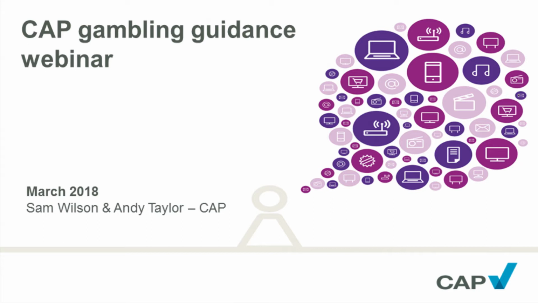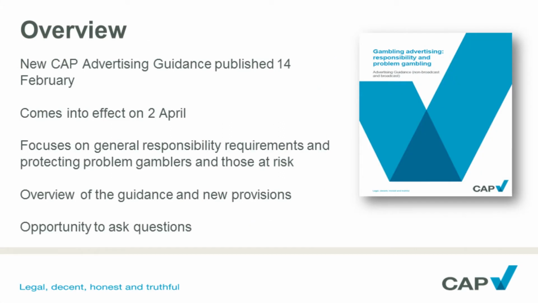So Andy, can you tell us a bit about this guidance, when it comes into effect, and what listeners can expect from this webinar? Hi Sam. The guidance was published on the 14th of February and it comes into effect on the 2nd of April. That's the time at which the ASA will start to have regard to it when it considers individual complaints. So effectively, advertisers need to ensure that their marketing is up to speed and in line with the guidance by then.